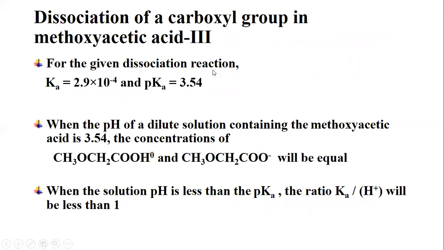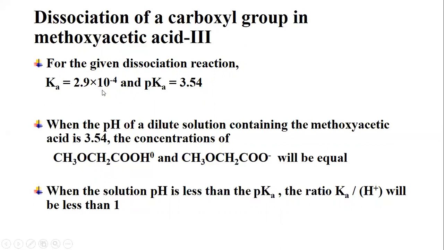For the given dissociation reaction that we talked about, the methoxyacetic acid, Ka, from the literature, is 2.9 times 10 to the minus 4. And pKa, if you take the negative log of this, of course, you change this to 10 to a certain number instead of 2.9 times 10. Then you take minus log, so it will be the positive of that number. So pKa equals 3.54.